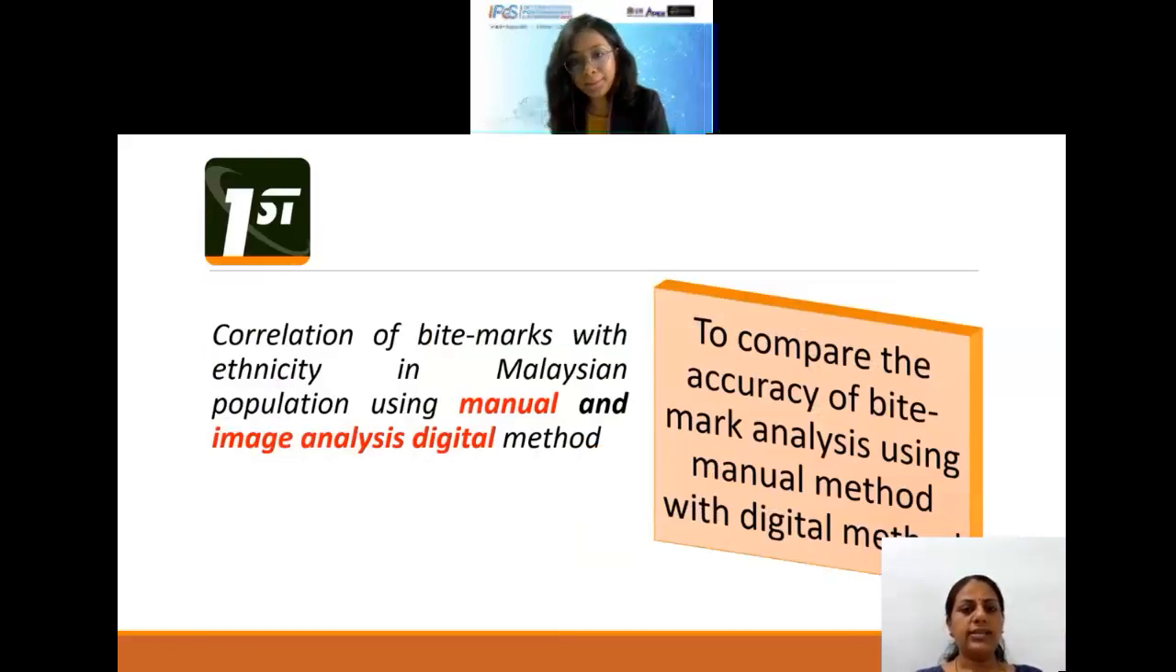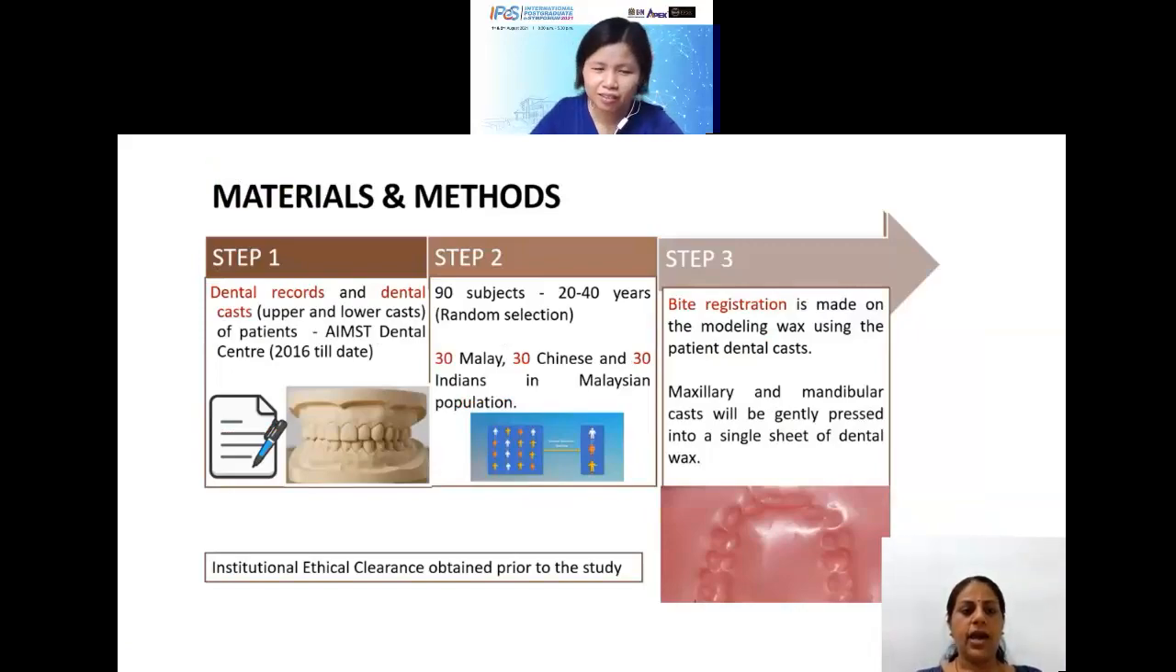I would proudly say that this is the first study of its kind in Malaysia to correlate bite marks with ethnicity in the Malaysian population using manual and digital image analysis methods. We have also tried to compare the accuracy of bite mark analysis using the manual method with the digital method.